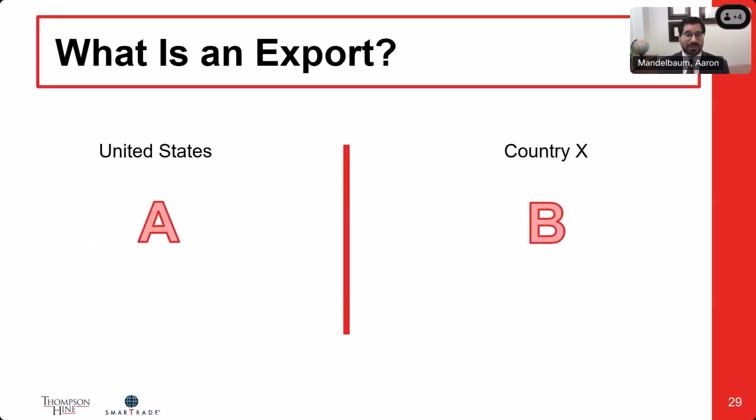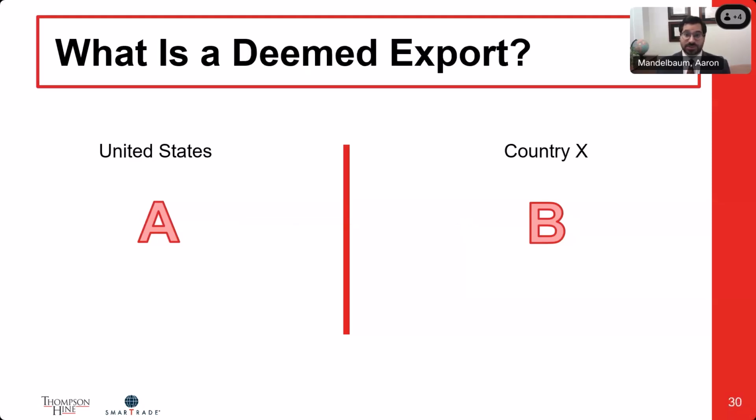An export, and I don't think this is really going to come as a surprise to anyone, is going to be the most simplistic type of activity, right? It's going to be A to B. That is an export. A in the United States to B, a national of country X. There's your export.